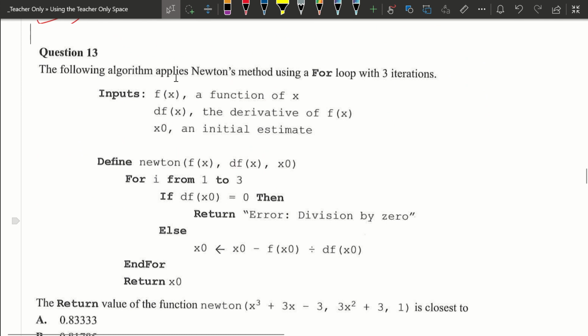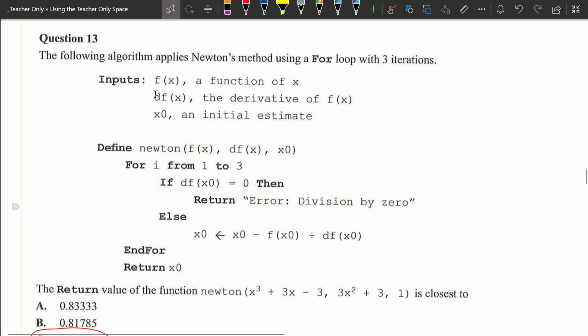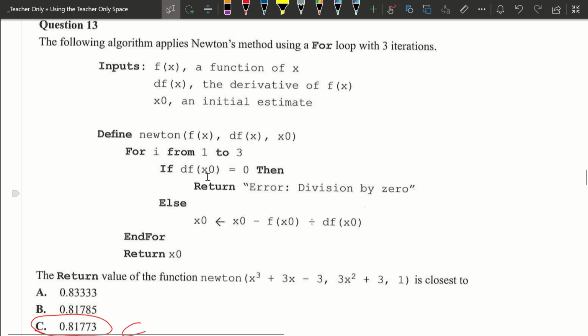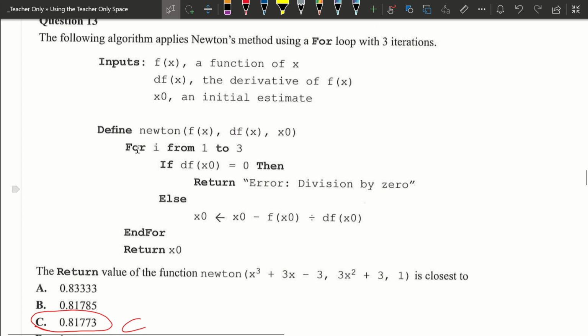13. There's an algorithm that applies Newton's method, where f is the function, df is the derivative, x0 is the initial estimate, and they are doing this 3 times for i from 1 to 3. So i equals 1, i equals 2, i equals 3. So they're doing the iteration 3 times. Well, I shouldn't say iteration. They're doing the stuff inside the for loop 3 times.